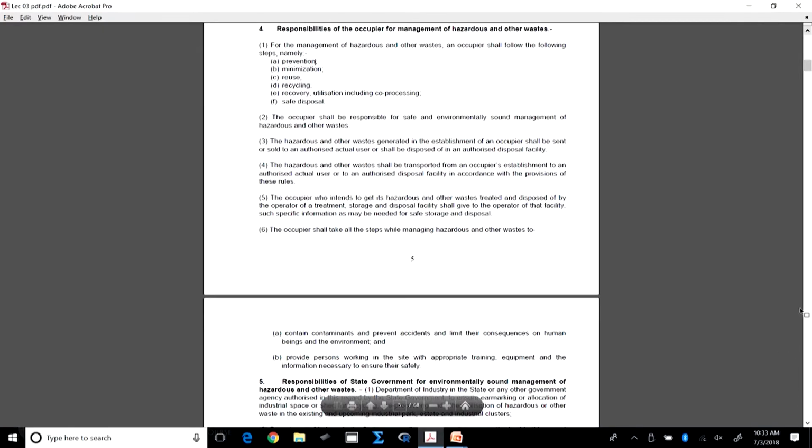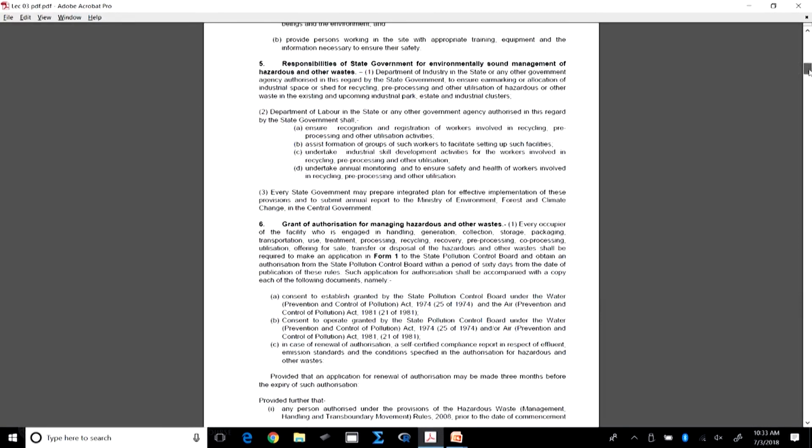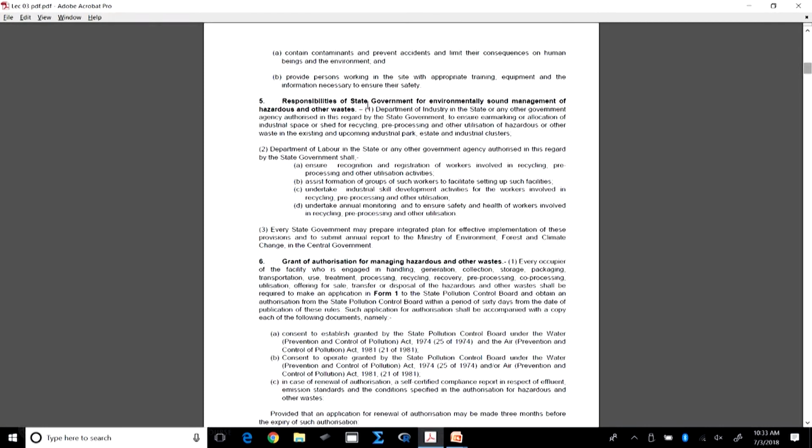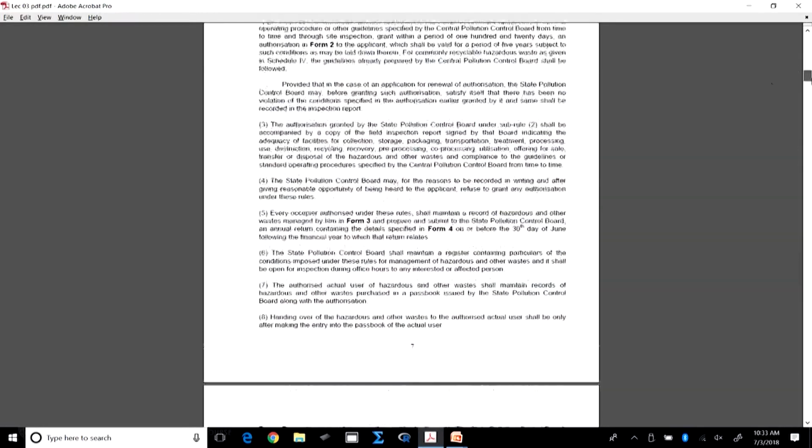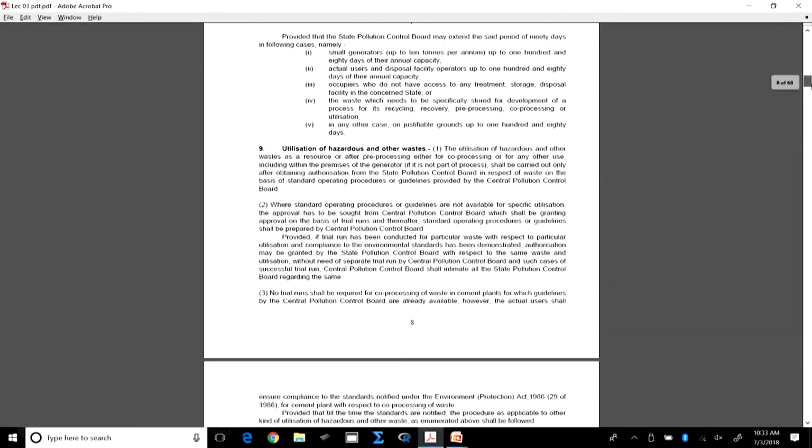And then moving on to the other relevant aspects, we have the responsibilities of the state government and so on. We are going to come back to this in greater detail later on, but there are a few other aspects that I would like to highlight here.